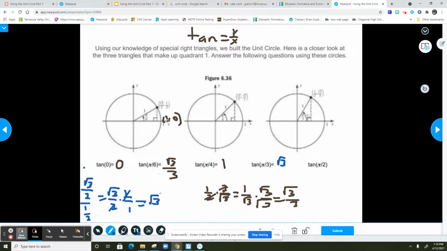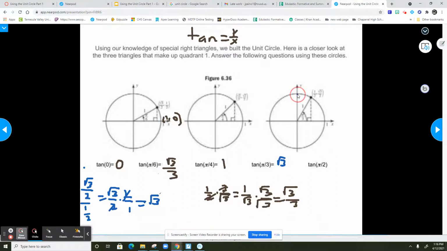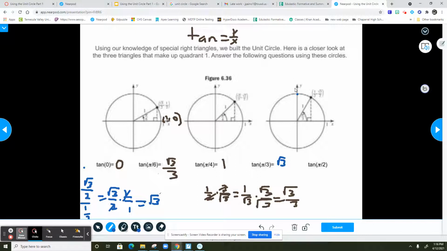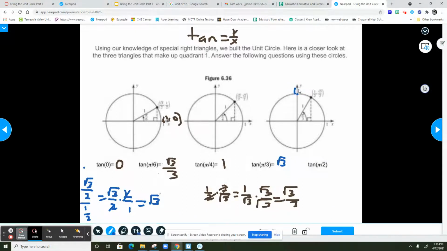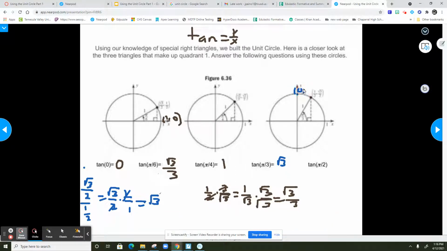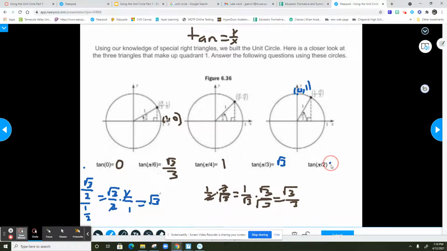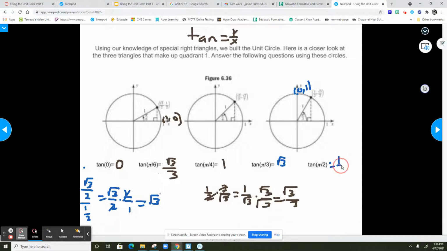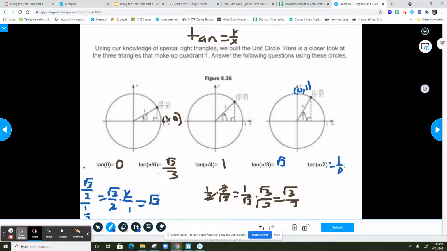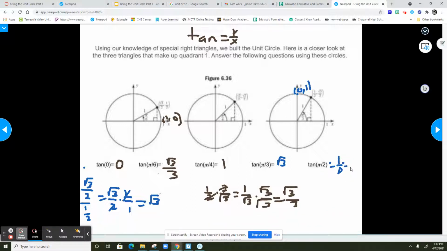Pi halves is 90 degrees, so that's this point right there. What's that point? That's the point (0, 1). What's the issue with this point? The issue with this point is x is 0. So if I write it as y over x, it's 1 over 0, which is undefined. So there is no tangent of pi halves. We just write UND, undefined.